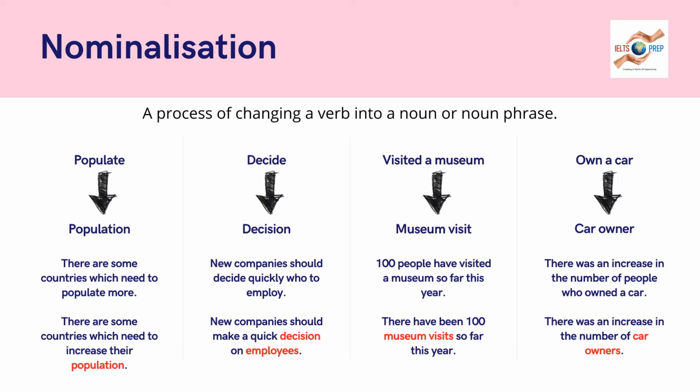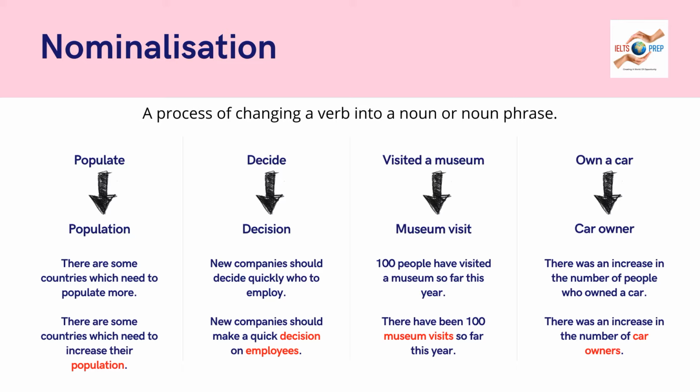Now, in English, we use nominalization, which is a fancy technical word for the process of changing a word into another form. Here we've got some examples of how we change a verb into a noun or a noun phrase. We've got populate becomes population. There are some countries which need to populate more. There are some countries which need to increase their population. So you can see that to populate, the verb, has been changed into the noun population.